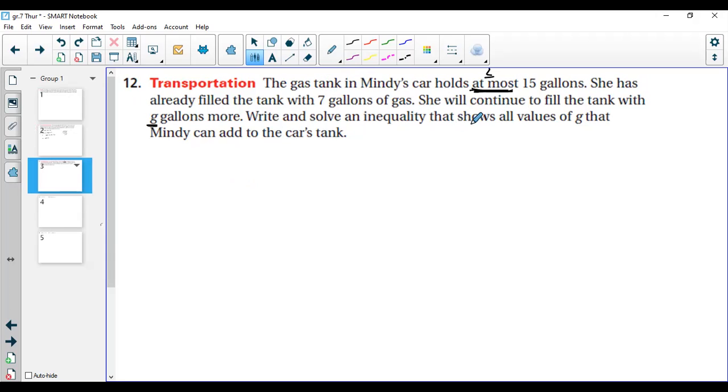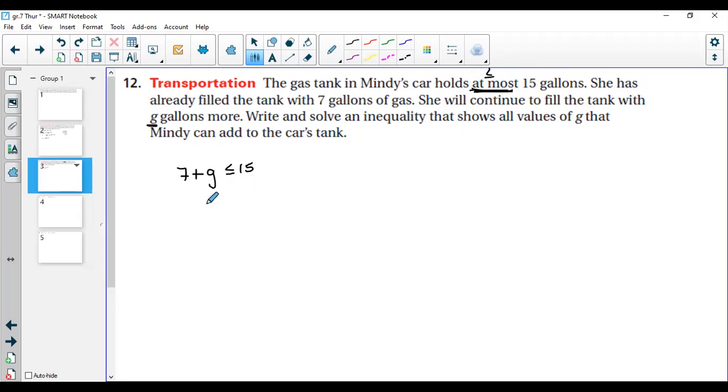Write and solve an inequality that shows all values of G that Mindy can add to the car's tank. So Mindy has already put 7 and she's keeping on filling. Does that denote plus or minus? If she's keeping on putting, that's plus. How many gallons? G. Now, should it be greater than or equal to, or less than or equal to 15? It should be less than or equal to 15. Why is that? It cannot be greater because her car can hold only 15. So it can either be equal to 15 or less than 15.